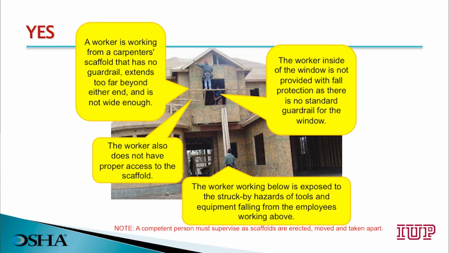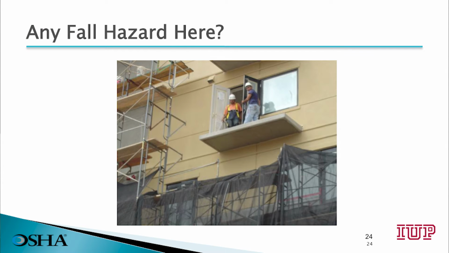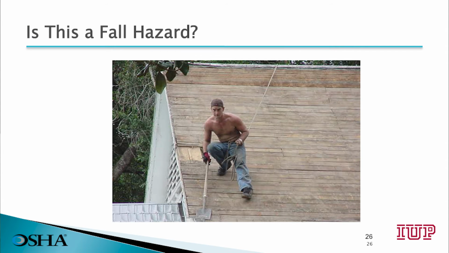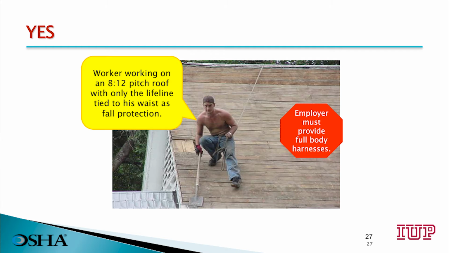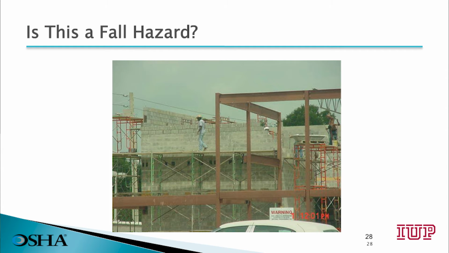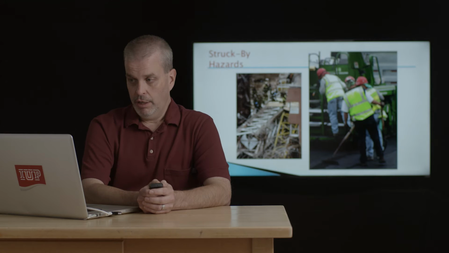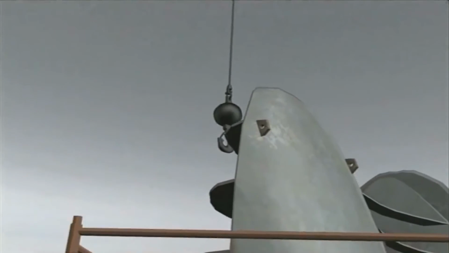Are there any fall hazards here? Yes. Workers working on the balcony of a structure are exposed to a fall hazard because it is an unprotected edge. Is this a fall hazard? Yes. This worker is working on a 8 to 12 pitch roof with only the lifeline tied to his waist as fall protection. Is this a fall hazard? It is. The scaffold was not erected with guardrails in areas where workers were working at heights greater than 10 feet. Struck by hazards are the next in the Focus 4.